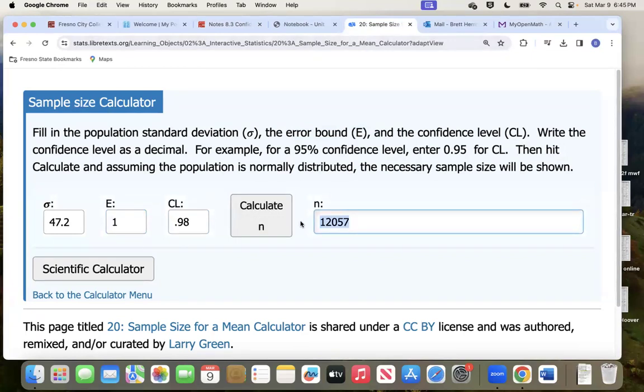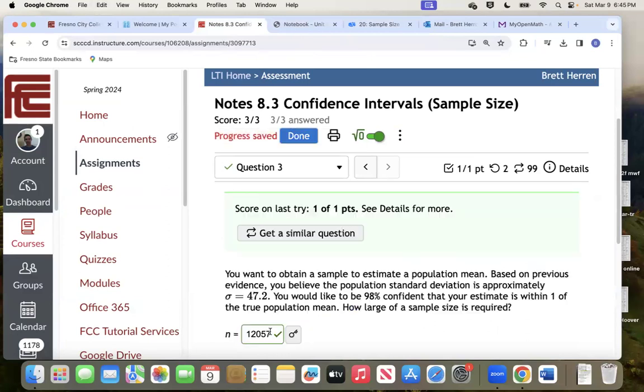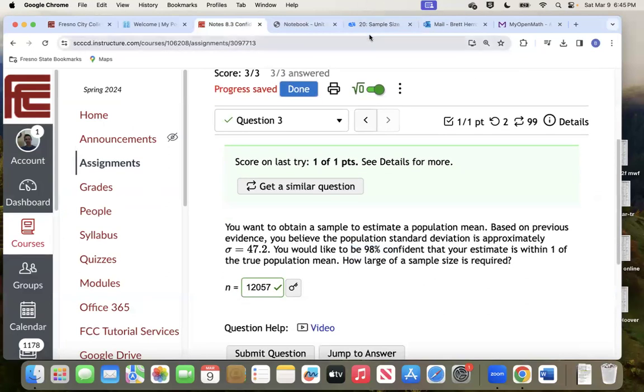12,057. So you're going to have to try out 12,057 tires. Maybe we shouldn't try to be so close. You know what I mean? Within one. Okay, let's see if that's right. 12,057 tires. Yep, that's the answer. 12,057. Let's play with this for just a minute.